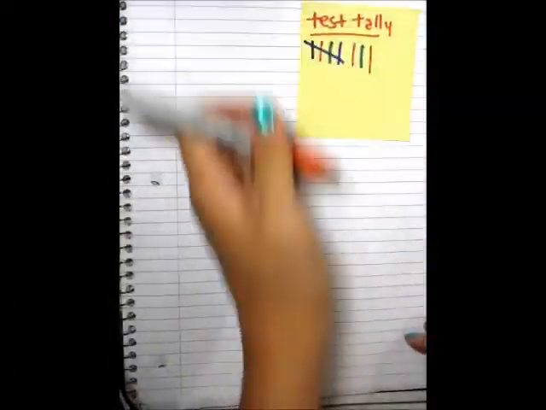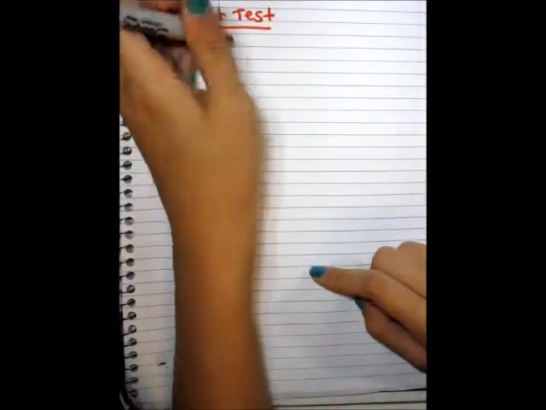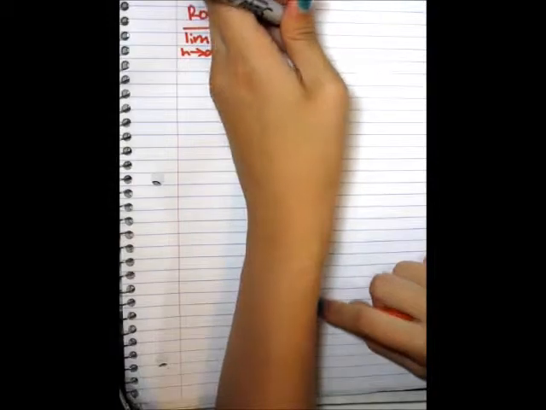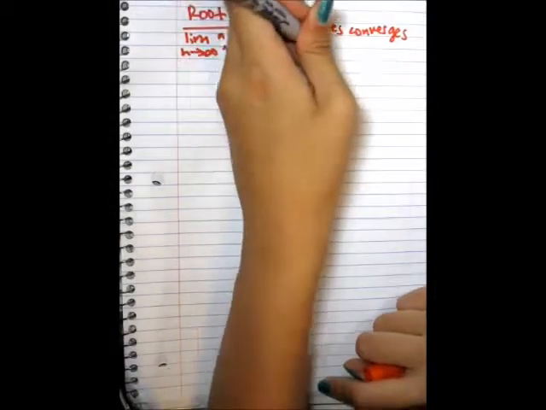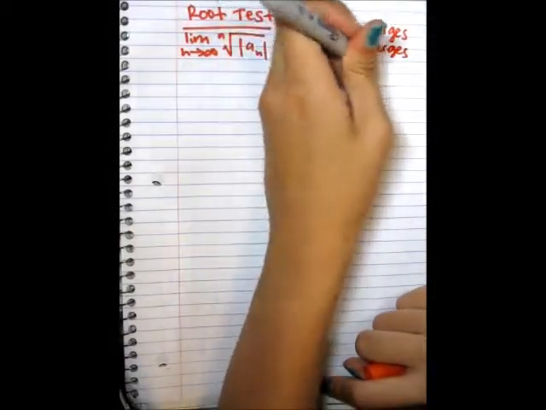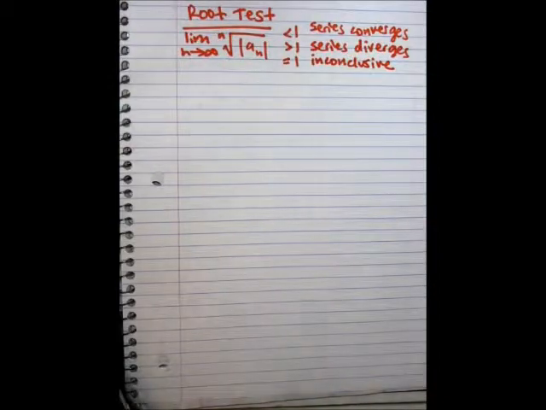And finally, the root test, where we look at the limit as n goes to infinity of the nth root of the absolute value of a_n. With the same conclusions as the ratio test, if this is less than 1, then the series converges, greater than 1 diverges, and equal to 1 inconclusive.